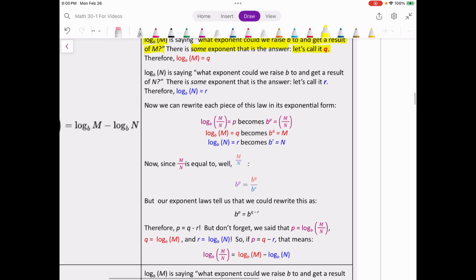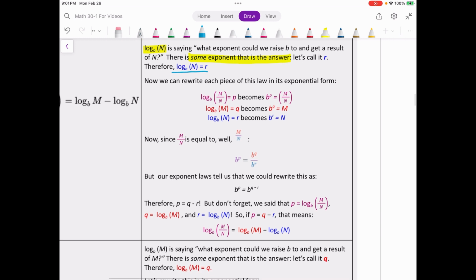Log base b of n, same thing. There's some exponent that tells us when we raise b to the power of it, we get a result of n, and we're just going to call it r. So therefore, log base b of n is equal to r, meaning that b to the power of r equals n. Now that we've come up with some placeholder variables, we can rewrite each piece of this law in its exponential form.